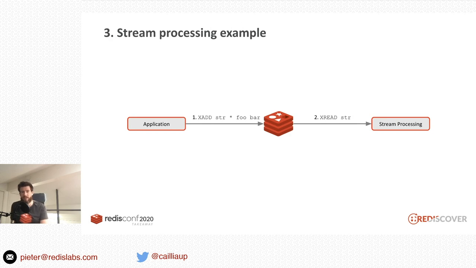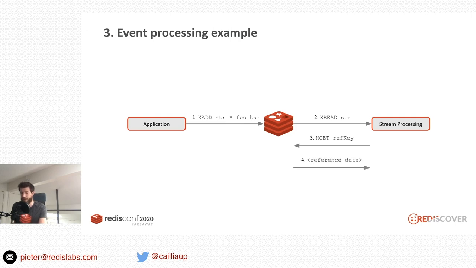The third example is an event processing or a stream processing example. Your application is writing some message into a stream, and then there's a stream processing component on the right-hand side that is consuming the stream. It might be that your stream processor needs some reference data. So it's going to ask, for example, for a reference key, and then the reference data is returned, and then it might write back that message into a new stream. For example, it's going to divide a main input stream into several smaller streams down the line.